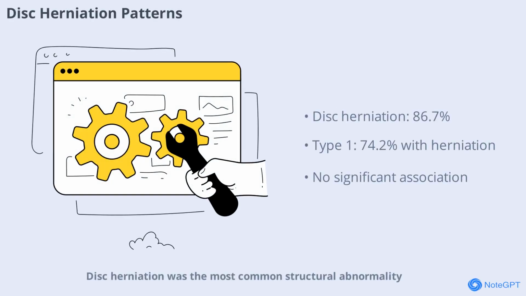Disc herniation was the most common structural abnormality, found in nearly 87% of patients with Modic changes. Although Modic type 1 initially appeared to be associated with herniation, this relationship was not statistically significant after adjustment. The high rate of herniation underscores its role in low back pain, but suggests that Modic changes are not exclusive markers for this condition.